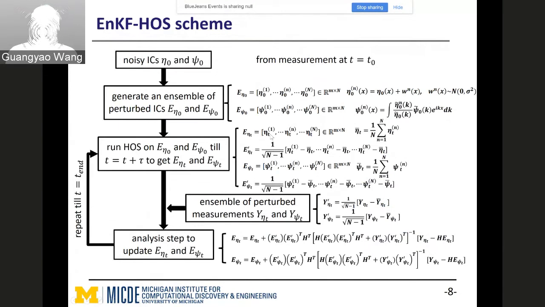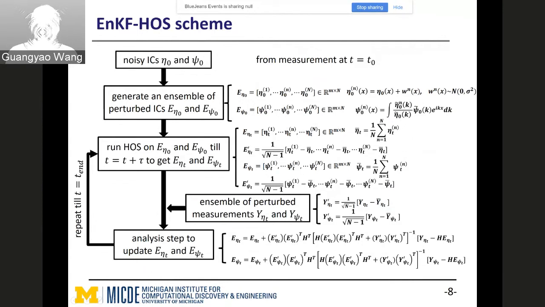In the simulation, we start with a set of noisy initial conditions, which includes both the surface elevation and velocity potential. Usually, the noisy initial conditions are obtained from the radar measurement. Then, based on the measured initial conditions, we generate an ensemble of perturbed initial conditions just by adding a Gaussian noise to the measured initial conditions.